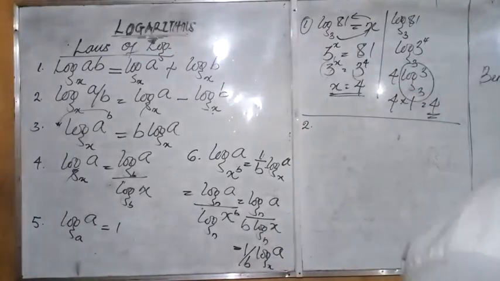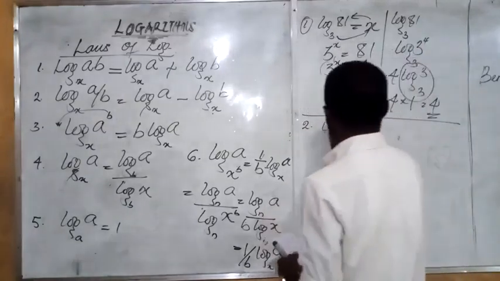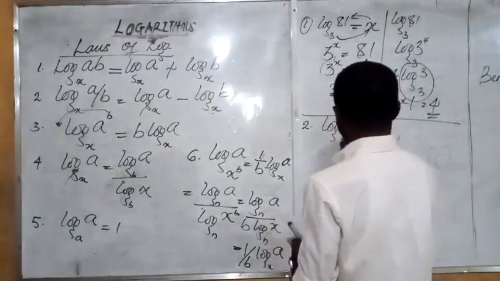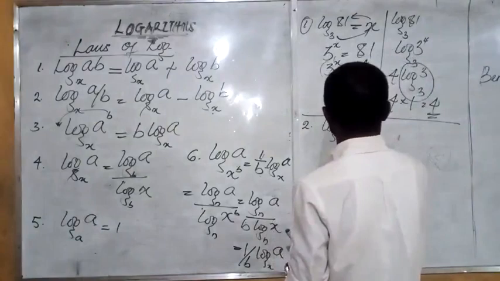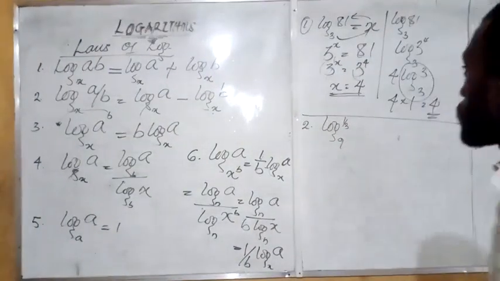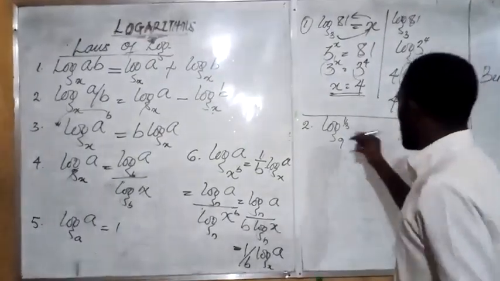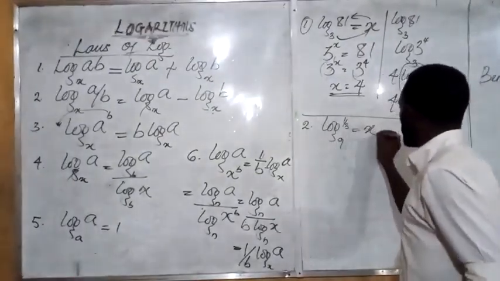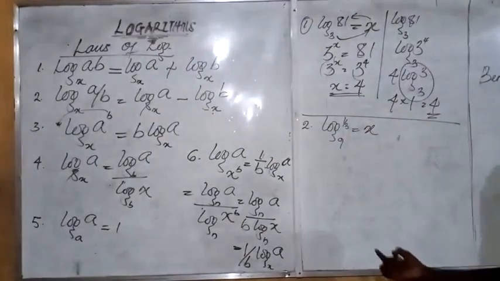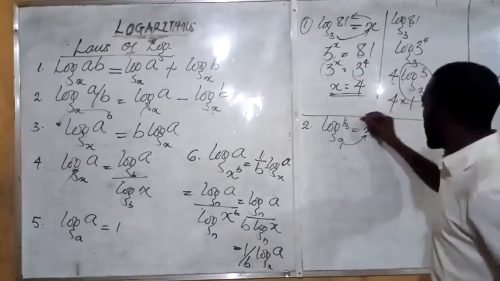The number 2 question says that log to the base of 9 of 1 over 3. Alright. Now we're going to apply this same principle to solve this question. And what does that say? We say that this log is equal to what? We don't know. It's equal to x. Alright. So what does that mean? This guy will come here, push this guy up, and be equal to this guy.